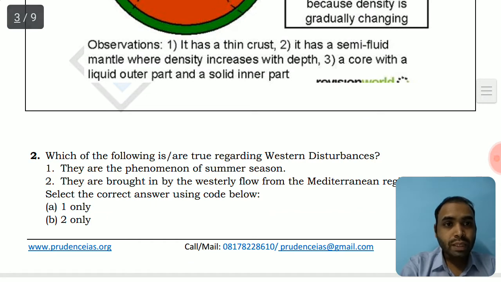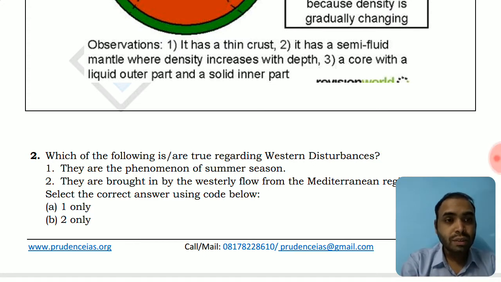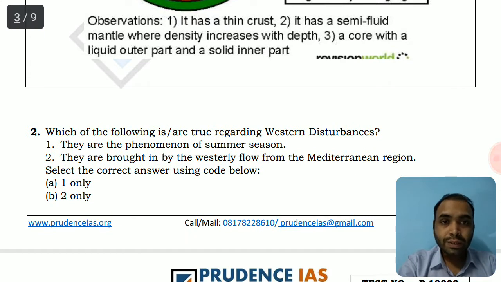Which of the following is or are true regarding the western disturbances? So, talking about western disturbances, they come around the month of October, November, and when there is sudden rain in the state of Delhi in the month of October, we experience sudden cooling of the atmosphere. That is by the phenomenon of western disturbances. So let's read the options first.